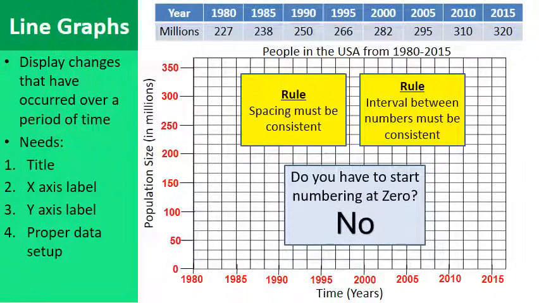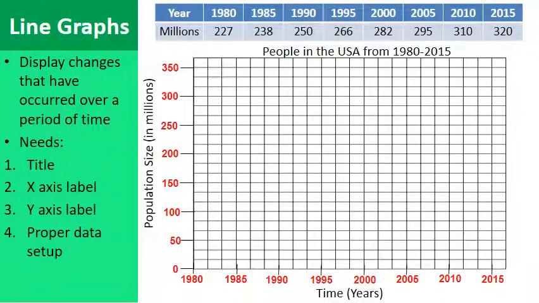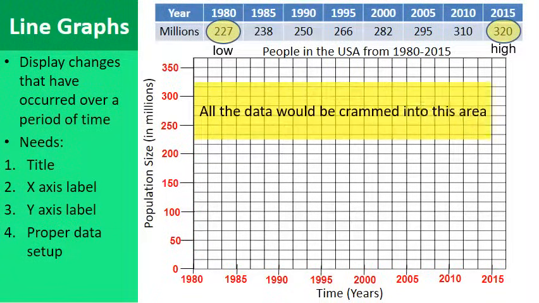When you look at the data, so why not just start at 0? Well, look at the low number, 227 million. That's the smallest number we have to graph. The biggest number, 320 million. If we were to create the graph, the entire graph would be crammed into this yellow highlighted area here. Not that that's a horrible thing, but it's a lot of wasted graphing area where we could space it out better to make it a little easier to analyze for our readers.